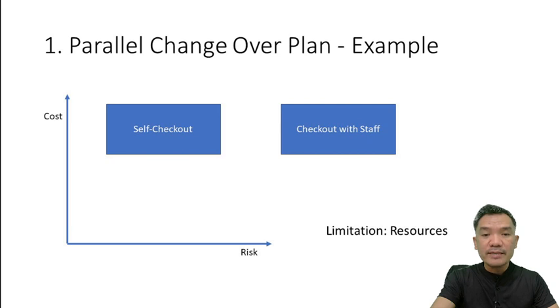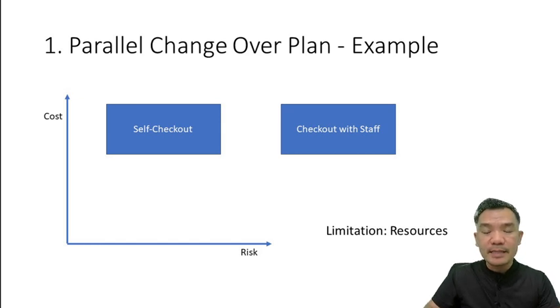So for parallel changeover, this is an example of parallel changeover. In parallel changeover, you have to implement the old and new system at the same time. So this is a period of time wherein an organization will run both systems at the same time. For instance, in an example I placed here, self-checkout and checkout with staff. So if you're implementing in a grocery or small size store, if you want to implement a self-checkout system, you can run the system and checkout with staff.